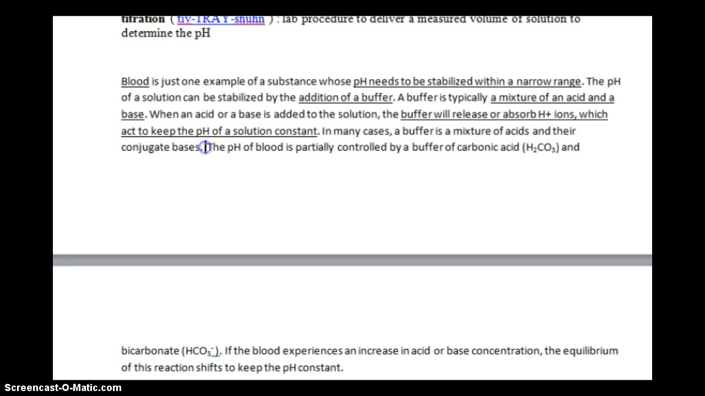So I added: the pH of blood is partially controlled by a buffer of carbonic acid and bicarbonate. If the blood experiences an increase in acid or base concentration, the equilibrium of this reaction shifts to keep the pH constant. This is the biggest mistake people make. They say to keep the pH neutral. Well, neutral is 7. You don't always want it to be neutral. Blood wants to be about 7.4, which is a base, even though slightly, it's still important. And so the pH needs to be kept constant by a buffer.